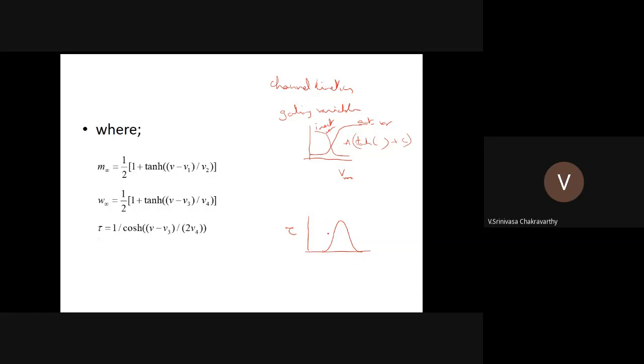Similarly for tau, since it's a bell curve, people approximate that using a Gaussian. So the advantage is, for a given channel or a given gating variable, if you want the formula for tau as a function of the membrane voltage, you simply use a Gaussian, and you have to figure out the amplitude, the width, and the centroid. Okay, so this is a standard practice. That's why we are constantly seeing this kind of tanh formula for M infinity and W infinity.